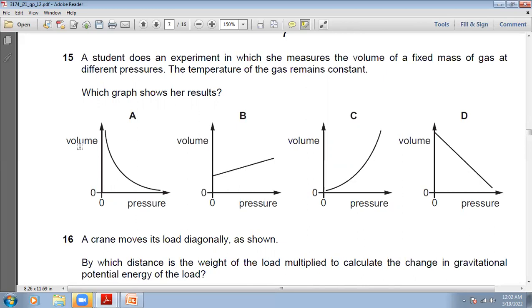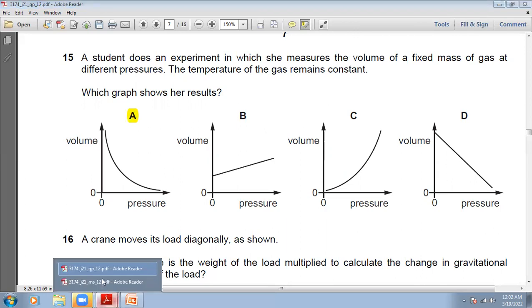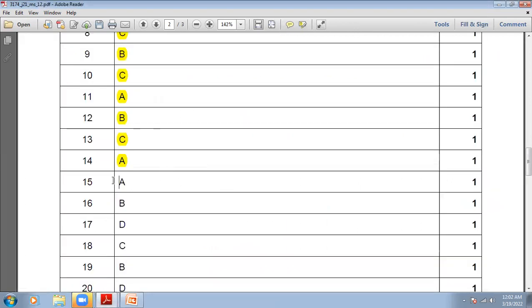The graph which represents an inversely proportional relationship between two quantities is this. It's a universal thing. Never forget that if two quantities have an inverse relation with each other, the graph will be a curve like this. So A is the choice. Question number 15, I think our answer is right. Question number 15, A is the right choice.